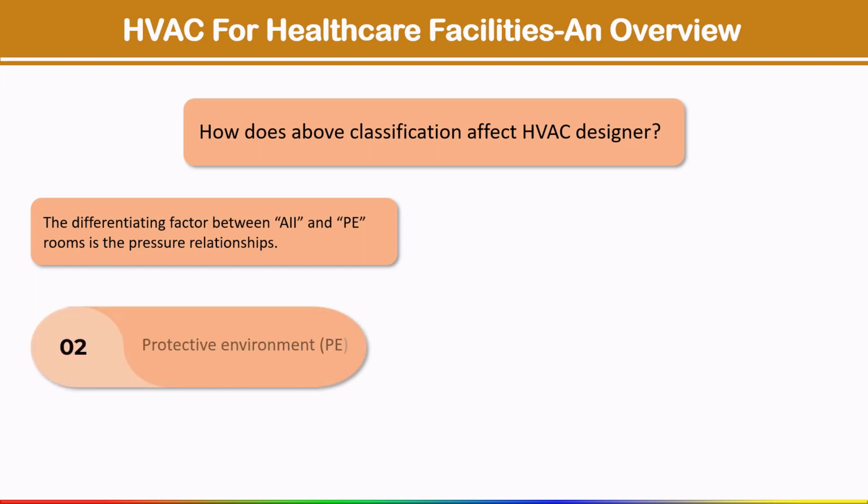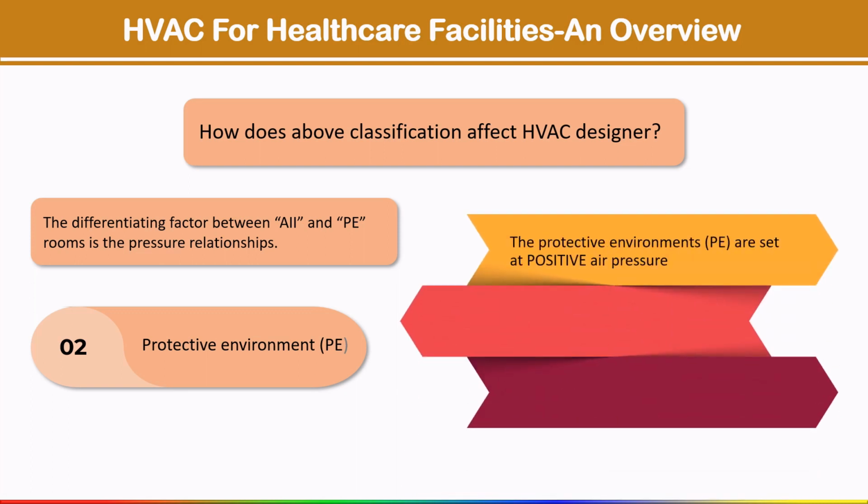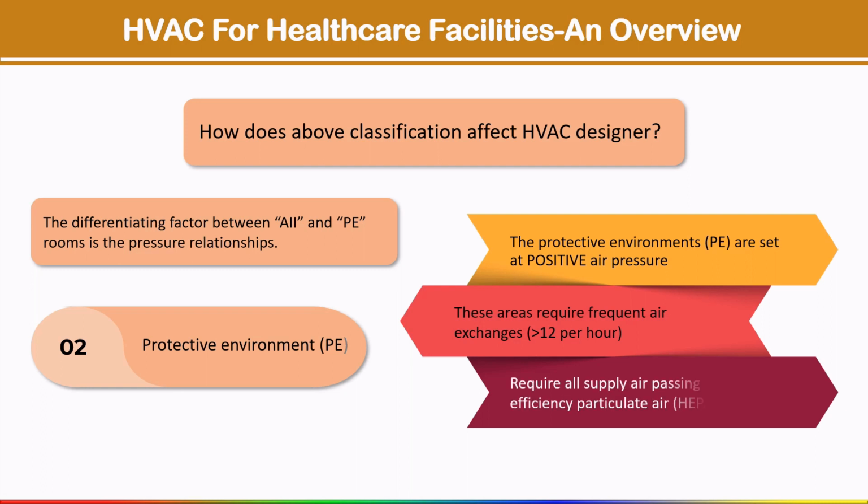Now the second one is the protective environment isolation room. In that, first, the protective environment is set at positive air pressure. Here the pressure we have to maintain positive. Second, these areas require frequent air changes greater than 12 per hour. Here also it is the same: in 1 hour we have to change the air 12 times, to improve the indoor air quality.